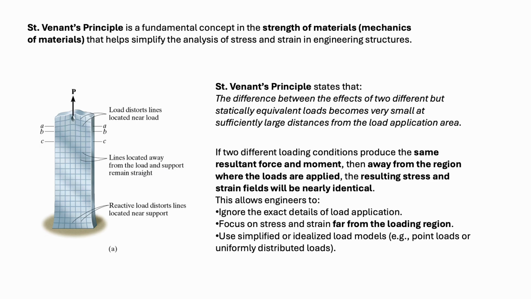Hi guys, today we will cover the next section, that is axial load. Firstly, you need to be familiar with St Venant's principle. That is a fundamental concept in the strength of materials that helps simplify the analysis of stress and strain in engineering structures. So if you have, for instance, some column subjected to some force, and we have different cross sections, for instance AA, BB, and CC, you will see that load distorts lines located near the load, but lines located away from the load and support remain straight.